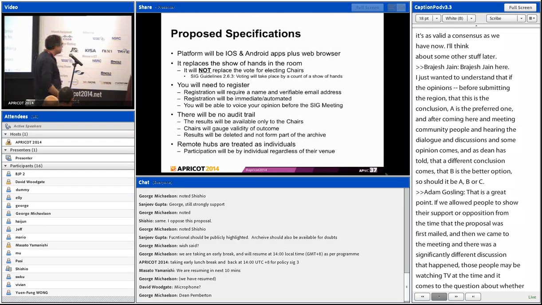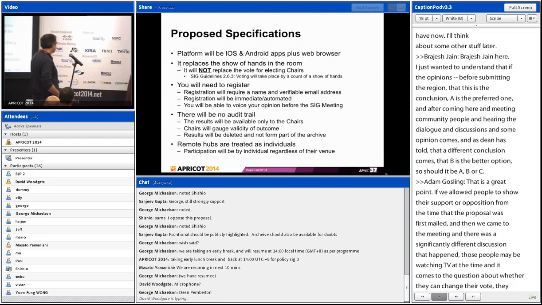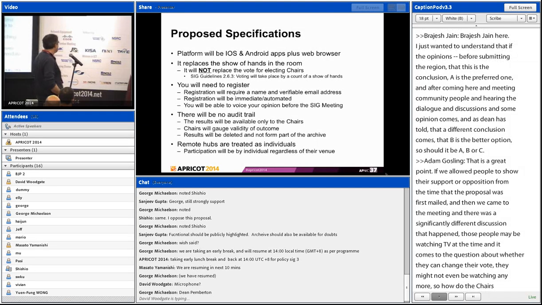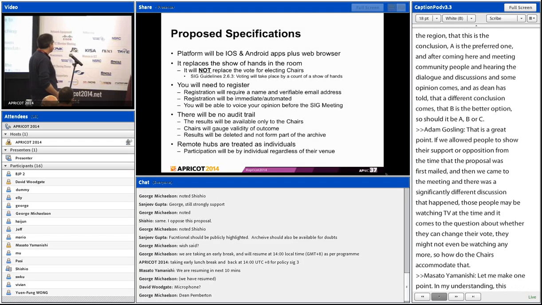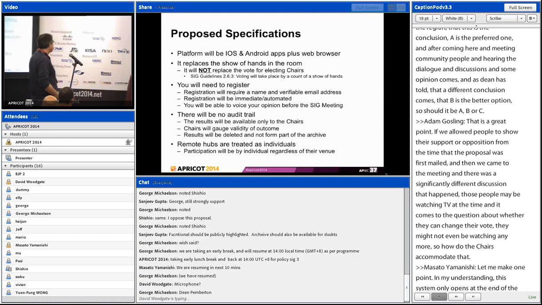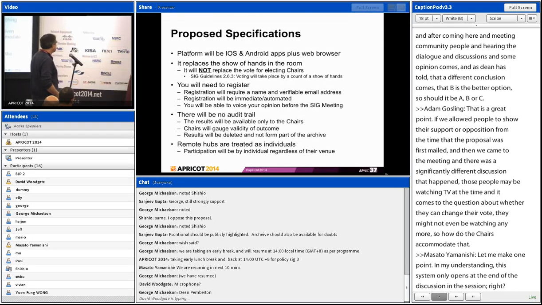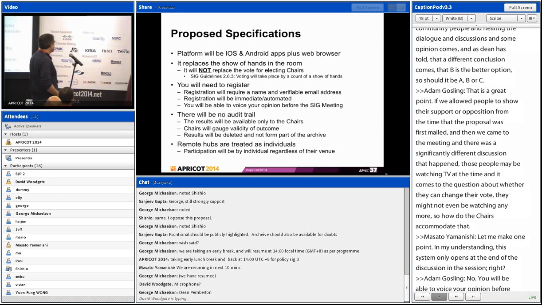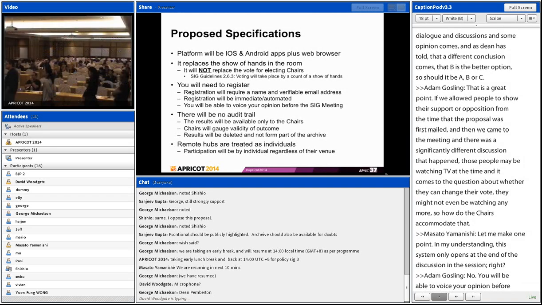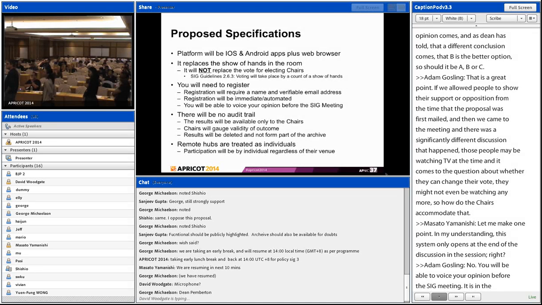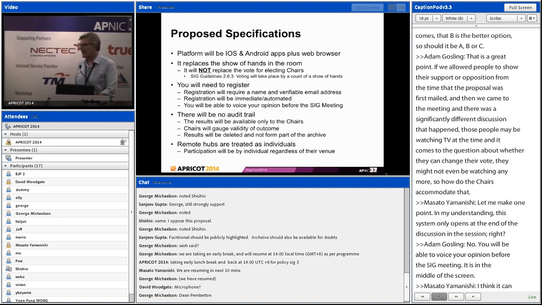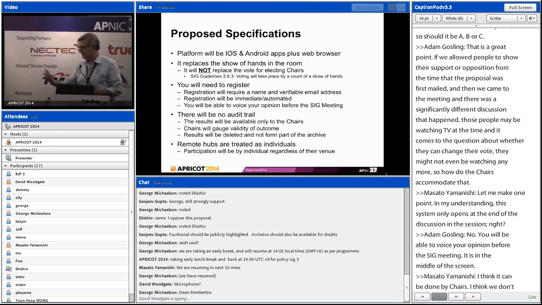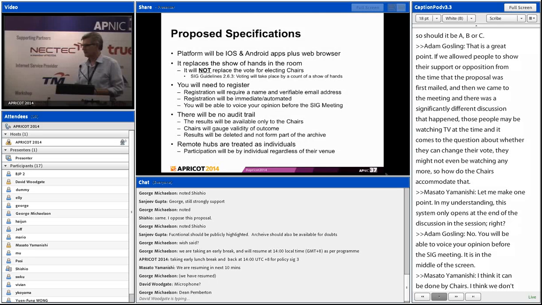Yeah. Oh, sorry. Let me make sure on point. I think, in my understanding, this system only opens at the end of the discussion in the session, right? No. You will be able to voice your opinion before the SIG meeting, kind of in the middle of the screen. I think it can be done by chairs. I think we don't need to open before the session. Anything can be done. You're saying you're expressing a preference for it to be done at a certain time. I'm expressing my preference.